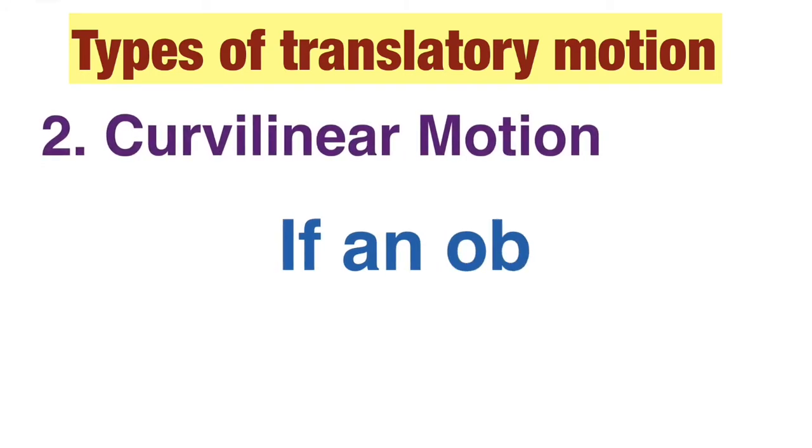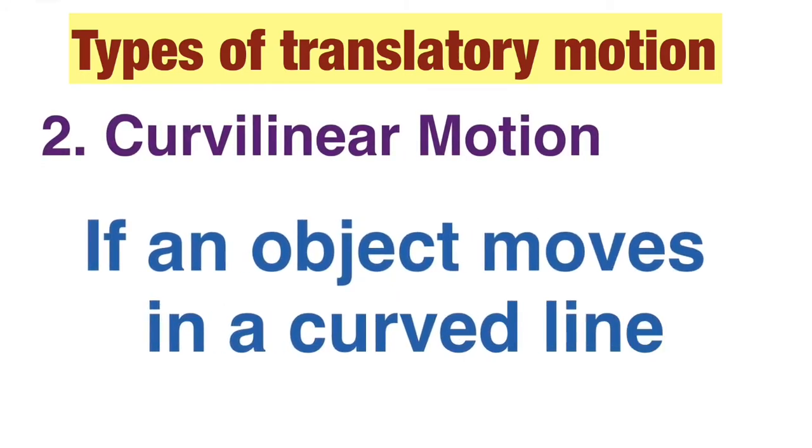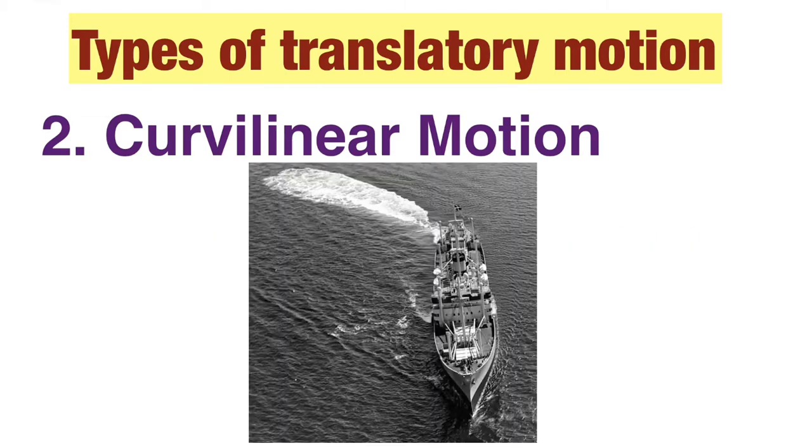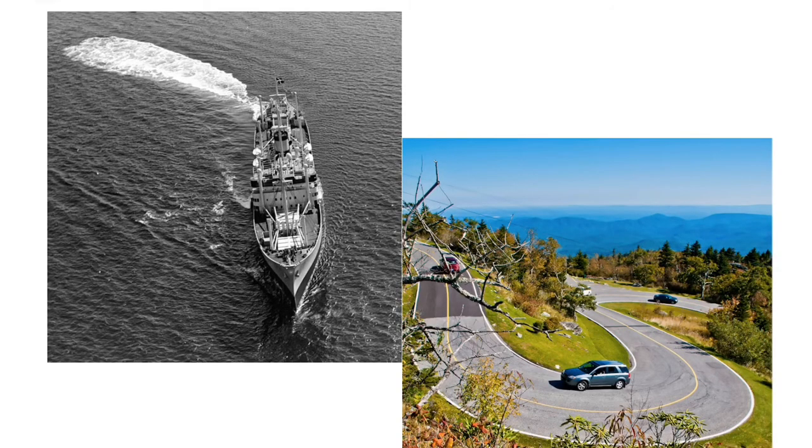If any object moves in a curved line, then that type of translatory motion will be known as curvilinear motion. For example, the movement of this ship in the ocean, a car taking a turn on the road. These are examples of curvilinear motion.